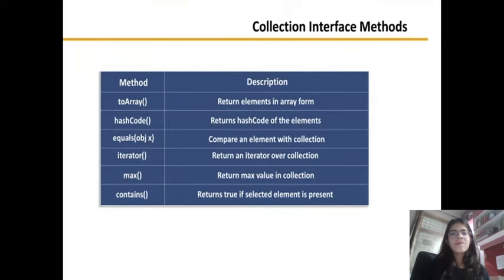Some of the common Collection interface methods are toArray. This returns elements in array form, so whatever we have, a list, a set, we can always convert it into an array by using this method. Then we have hashCode, which returns the hash code of an element. Equals is used to compare the element with the collection. Iterator is used to iterate over the collection so that we can traverse through different elements. Then max is used to return the maximum value in the collection. Contains returns true if the selected element is present.